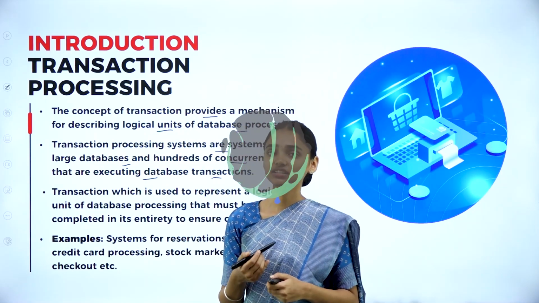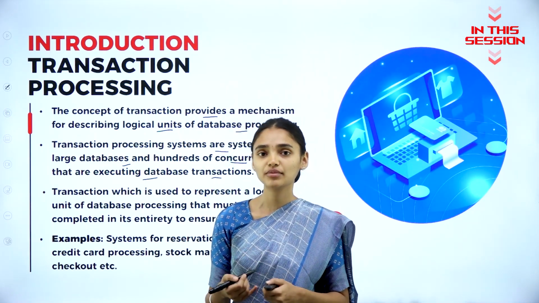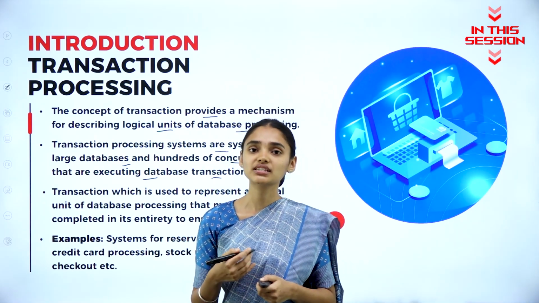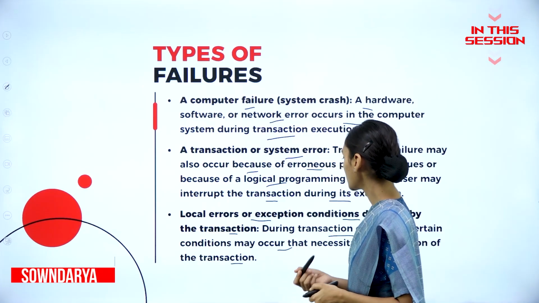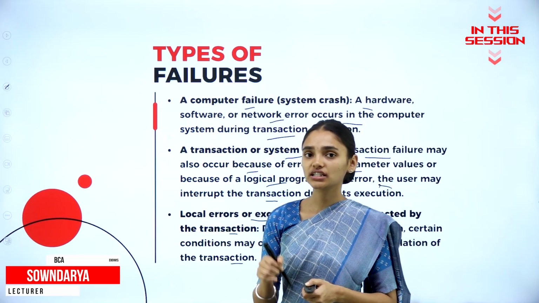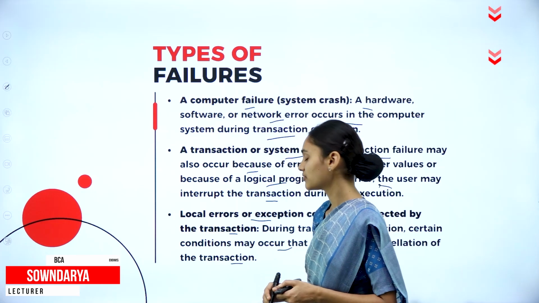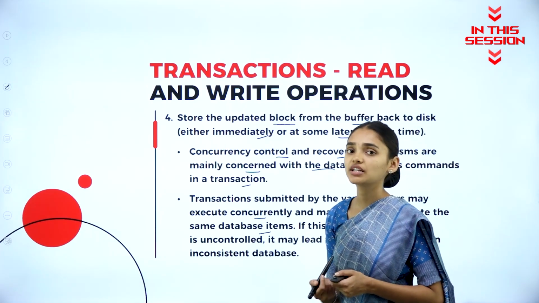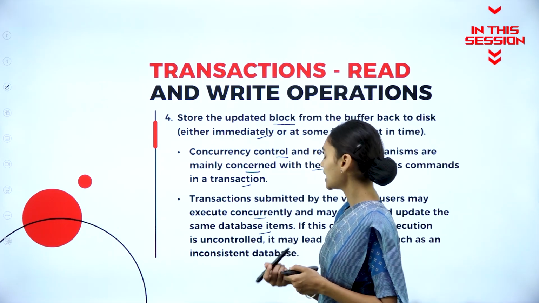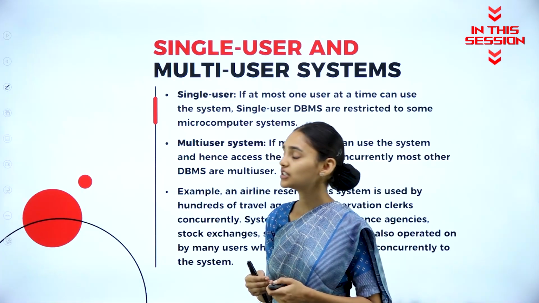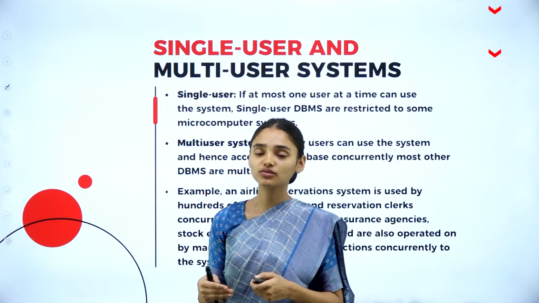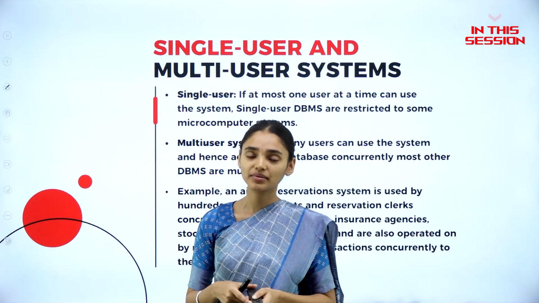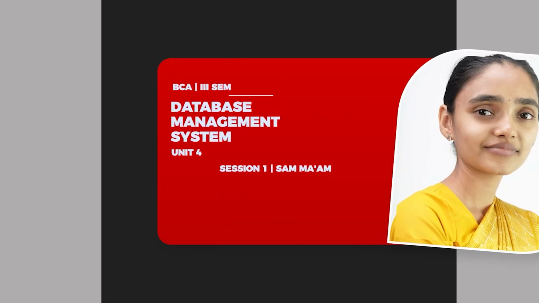In a transaction, there are hundreds of users using the same database concurrently, meaning simultaneously. Whatever conditions occur, it is necessary to handle those conditions during the transactions. The transactions submitted by the various users are executed concurrently. A multi-user system means multiple users are accessing the same database at the same time.